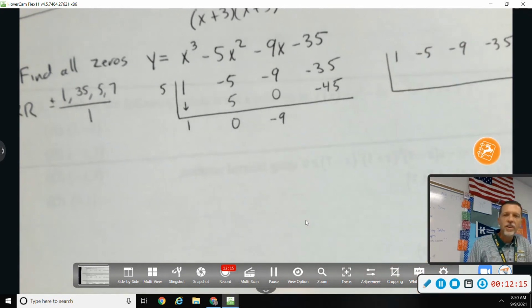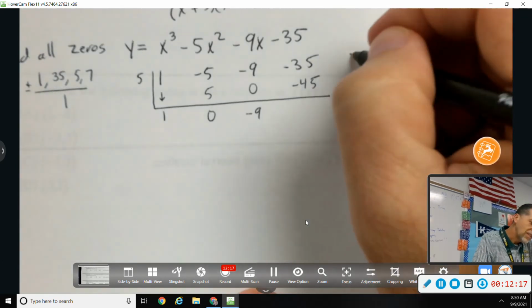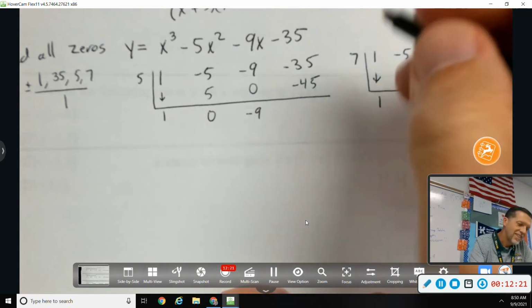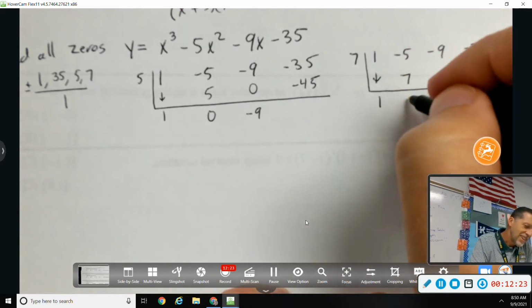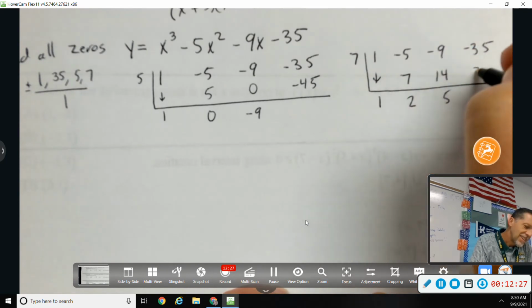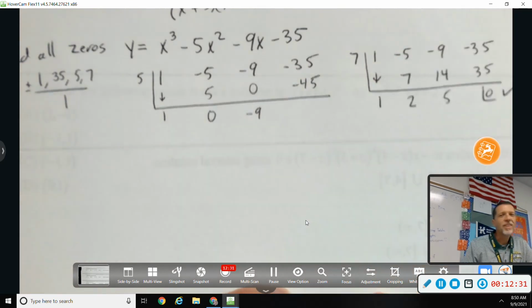So what was our other guess? 7? Negative 7. I'm gonna guess positive 7. But it's still going to end up with a negative. Is it? No, it's not. Ah, there we go. X equals 7.